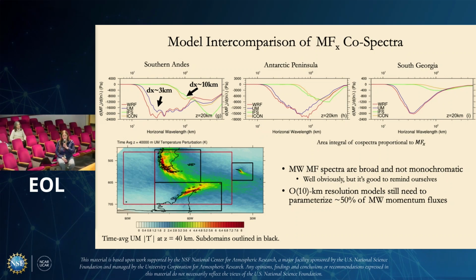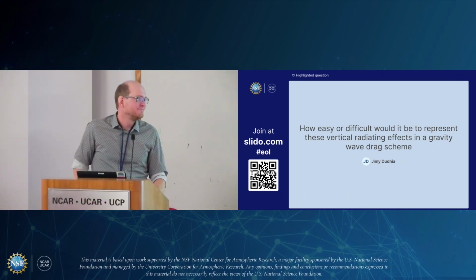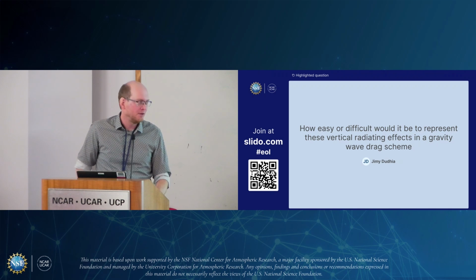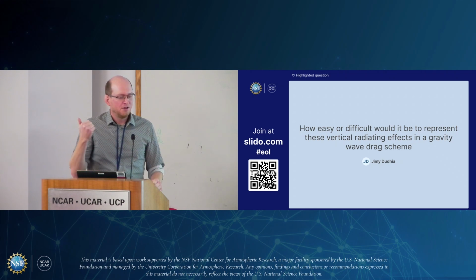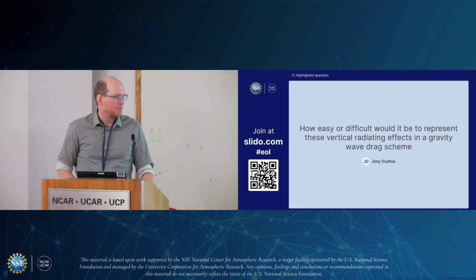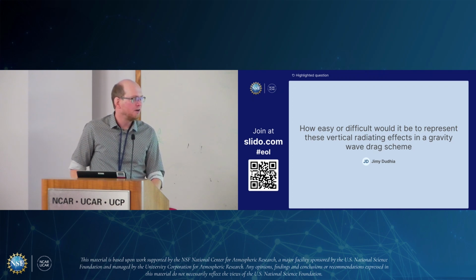We have a couple more questions online. One from Jimmy. How easy or difficult would it be to represent these vertical radiating effects in a gravity wave drag scheme? Yeah, I would think it's quite difficult. I know there have been some recent attempts in the literature where people have a source in one area and account for vertical and horizontal propagation. But I think those were primarily orographic.